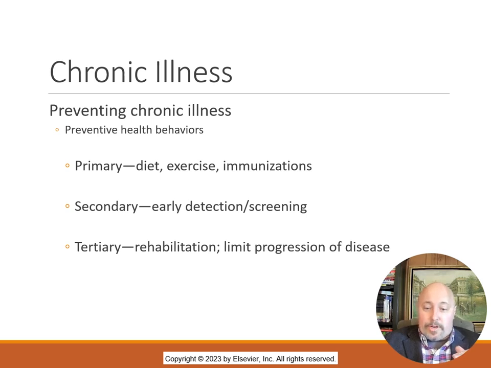Secondary is going to occur after the disease has occurred. So for primary, we're preventing that hypertension. Versus secondary is going to be early detection and screening for that hypertension. And then moving on, tertiary is going to be rehabilitation, treating that hypertension after it's occurred.